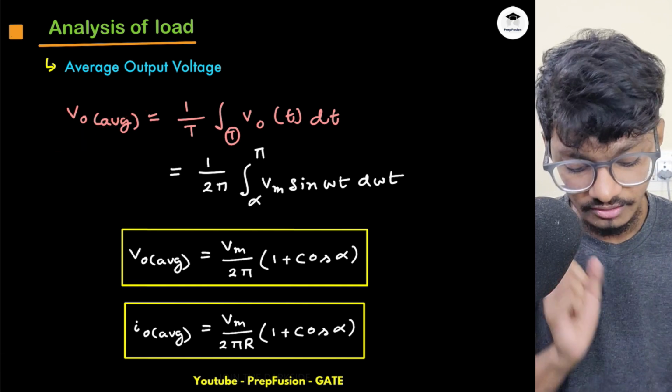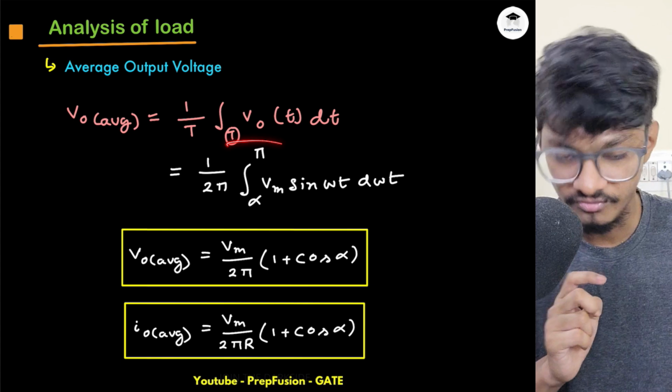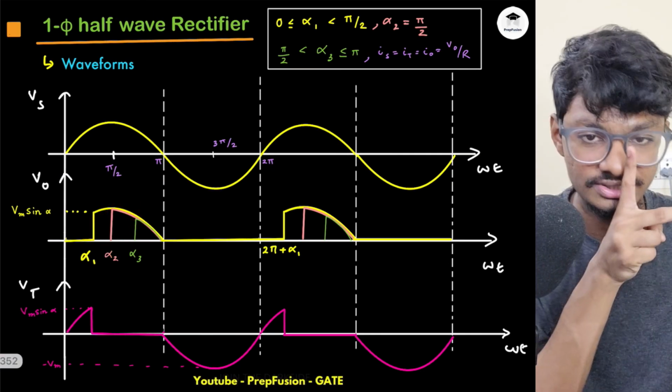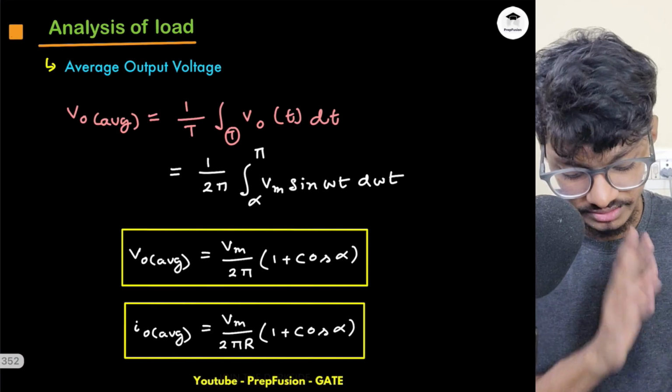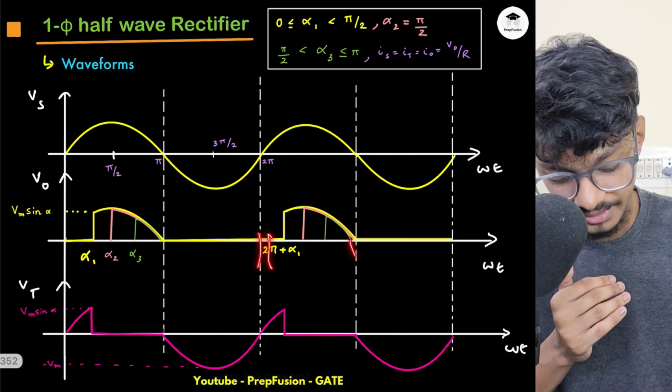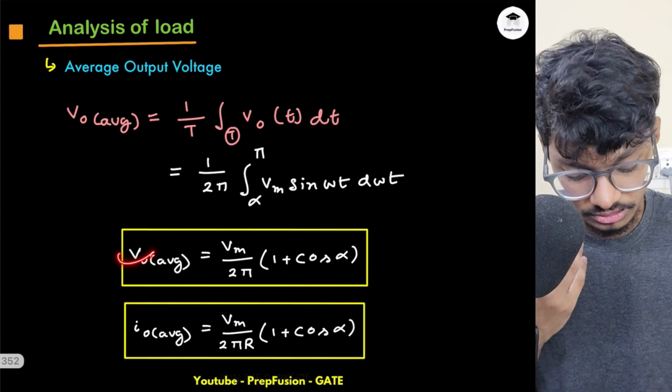Okay, what is VO average? VO average will be 1 by T integration of VO of t. So I integrate this from alpha to pi, because from alpha to pi only this output voltage is existing. Other than that, it is always 0. So I'll only integrate from alpha to pi and it will be divided by 2 pi because it is repeating after every 2 pi. Okay, so you will get this one.